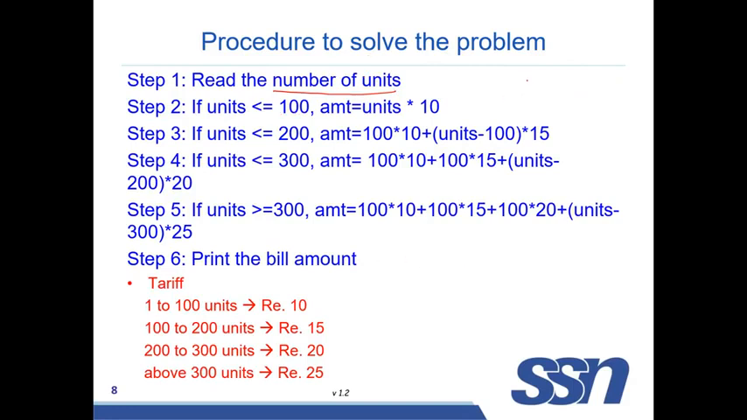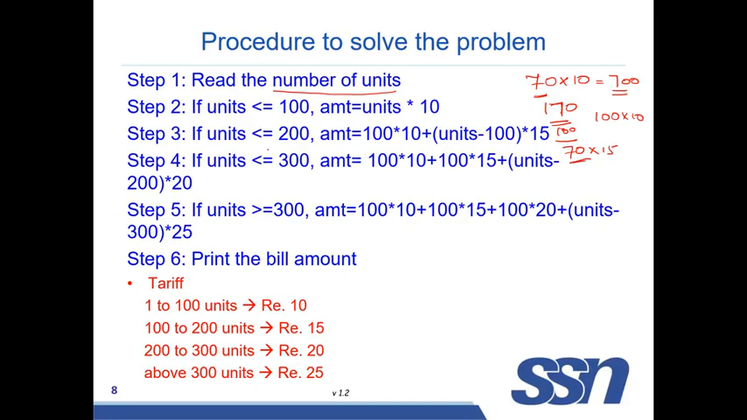Supposing you give, let's say, 70 units. Okay, this 70 units is what? It is between 1 to 100, right? So you just multiply 70 by 10, you will have 700. This is the bill amount. Supposing the number of units consumed is 170, then for the first 100 units, it's going to be 100 into 10. For the remaining units, 170 minus 100, which is going to be 70. For the 70 units, you will be having 15. So this is the logic, right? This is how manually we will calculate the electricity bill.